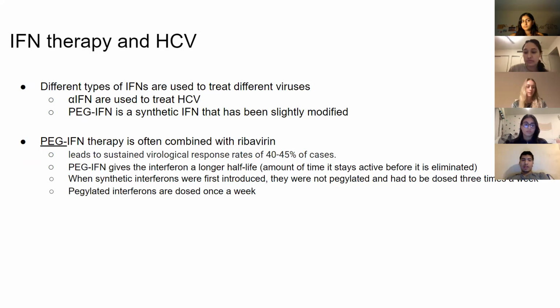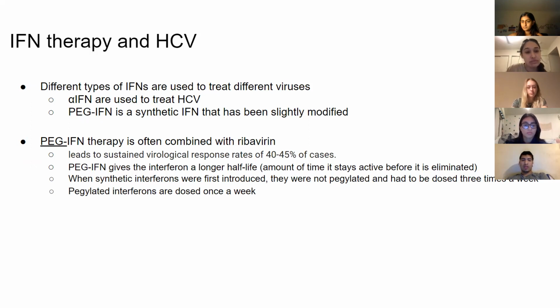So as I said in the last slide, different types of interferons are alpha interferons that are used to treat different viruses. An example of an interferon that is used to treat hepatitis C are PEG interferons. PEG interferon therapy is often combined with ribavirin to fight against hepatitis C. Some of the things to know about PEG interferon treatment is that the treatment will lead to sustained virological response rates of 40 to 45% of the cases.